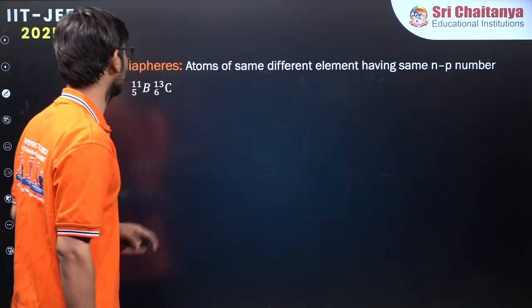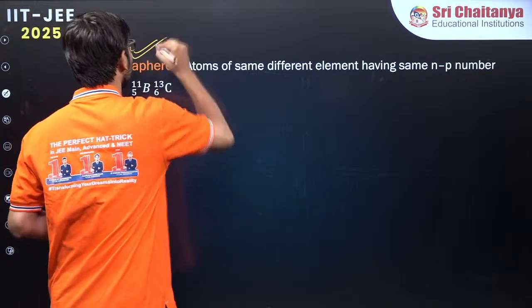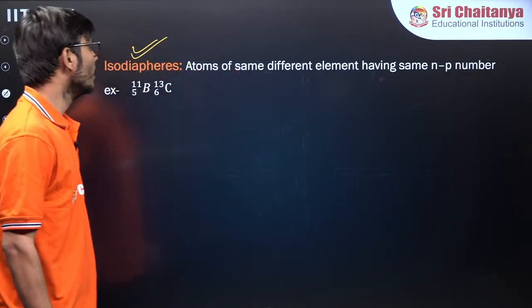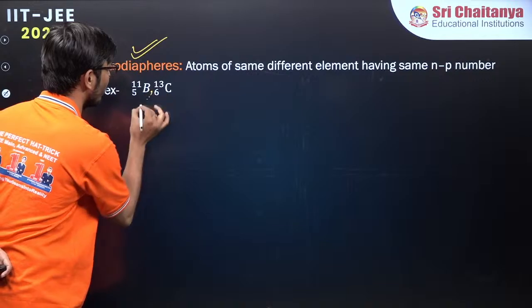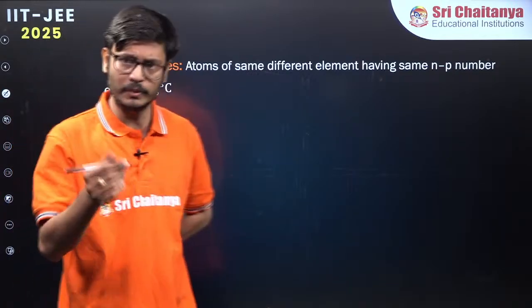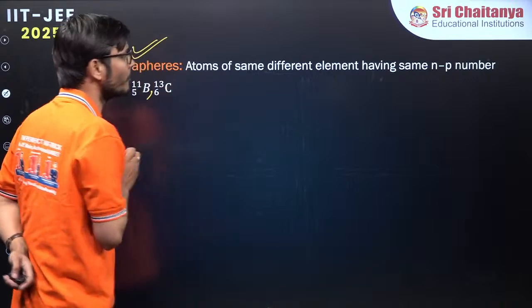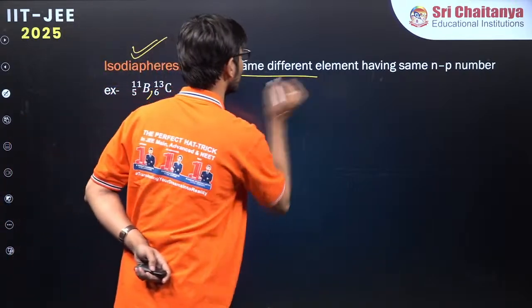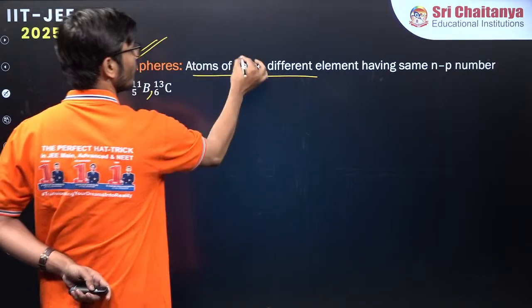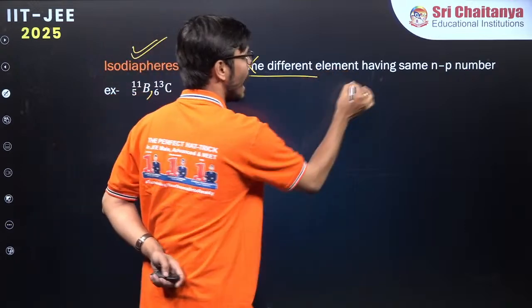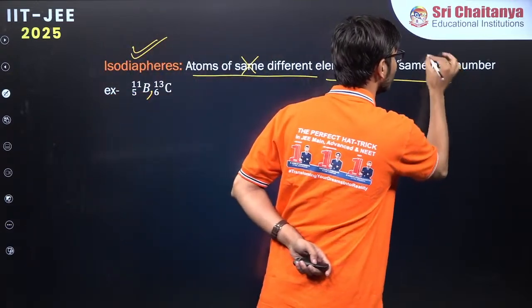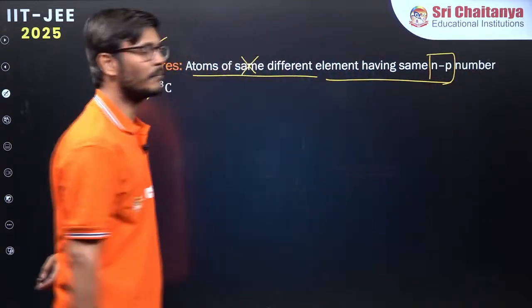Now, coming to the next one. Isodiaphers. Now, this is very, very important. Most of the time, people will miss all these things, and isodiaphers has been asked in the mains paper. What is isodiaphers? Isodiaphers says that atoms of different element having same n minus p number. Very, very interesting.